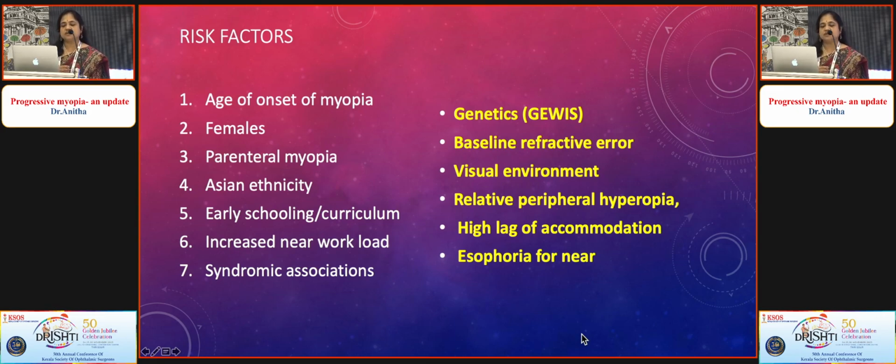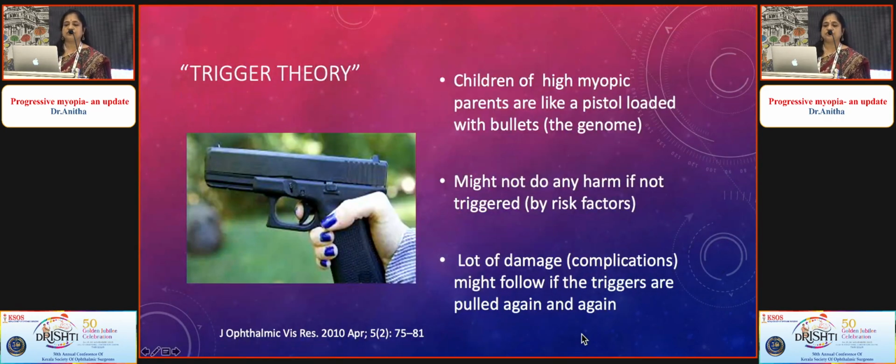Again, early schooling and curriculum, same reason, and of course increased near workload, which Samyukta mentioned, about the accommodation influence, and the syndromic associations like Marfan's have already been mentioned. Genes have an important role to play. Baseline refractive error: we said we categorize about plus 0.75 to minus 0.5 diopter baseline refractive errors as pre-myopes. We have to take more care so that they don't progress to progressive myopia. And visual environment has already been mentioned, but I'll talk about it a little bit later. And relative peripheral hyperopia, lack of accommodation, and esophoria for near are also noticed.